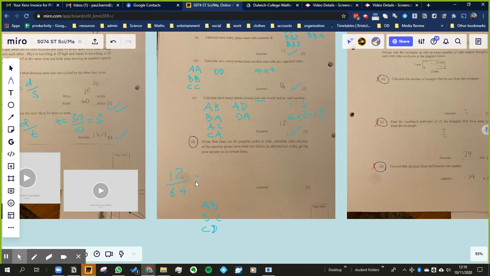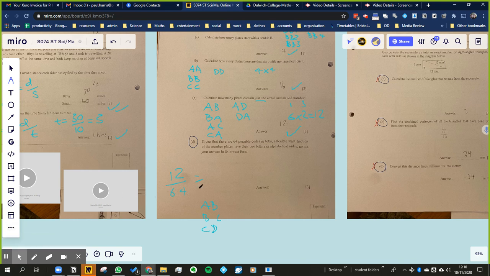You would then simplify that. An easy way to simplify it, well, we just need to see what number. 12 can definitely be divided by 4. It can also be divided by 6. 64 can't be divided by 6 because 60 can be divided by 6 and 4 is less than 6, so it's not a multiple of 6. So could it be divided by 4 then? Can 64 be divided by 4?